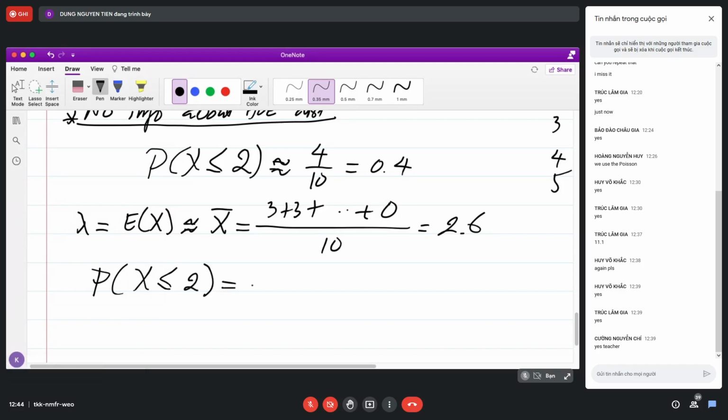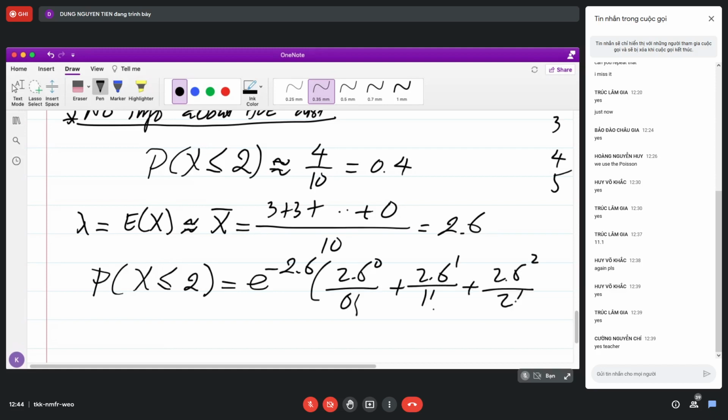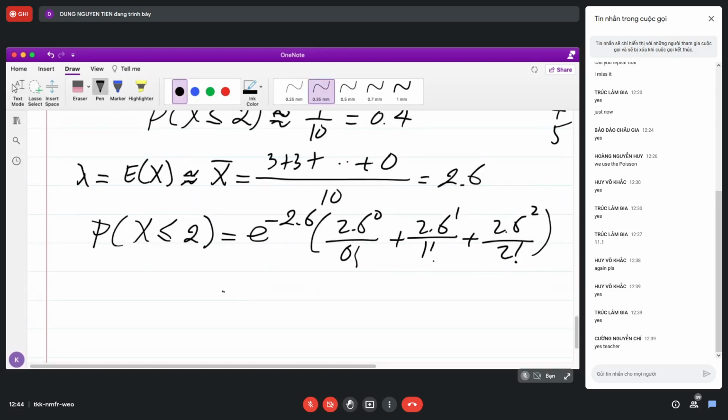Then you can find the probability that x is less than or equal to 2. That is the probability that x equals 0 and then 1 and then 2. And then you get e to the minus 2.6 times 2.6 to the 0 over 0 factorial plus 2.6 to the first over 1 factorial plus 2.6 squared over 2 factorial. And then you get, what is that? That is about 51%, okay, 51.8%.